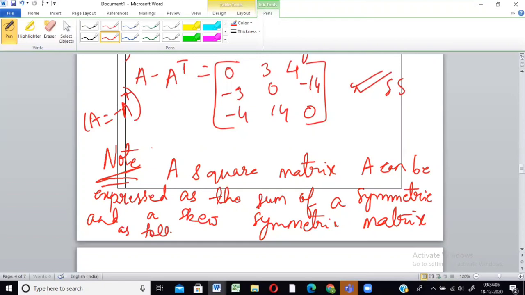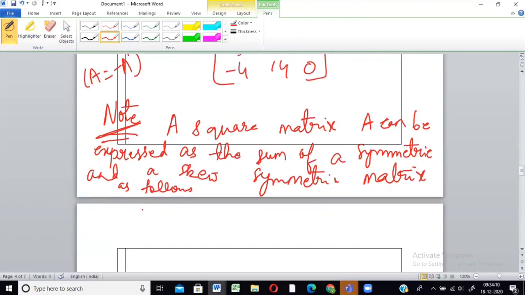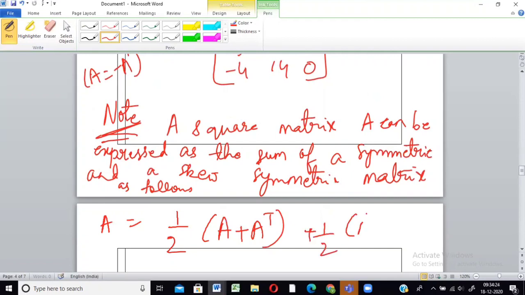As follows means like this. So any square matrix, suppose we have A, can always be expressed as the sum of a symmetric and a skew symmetric matrix. That is nothing but this property: half into A plus A transpose, plus half into A minus A transpose. So any square matrix can always be expressed like this.